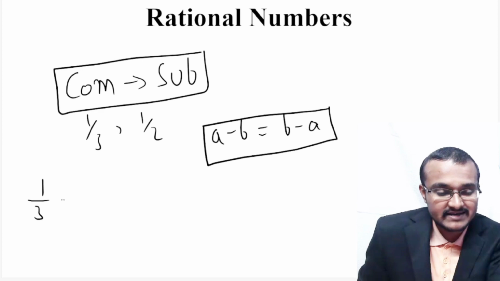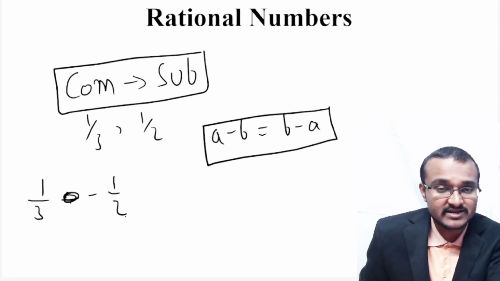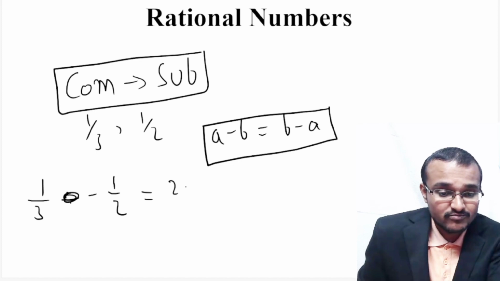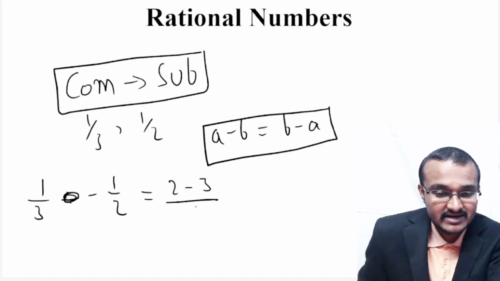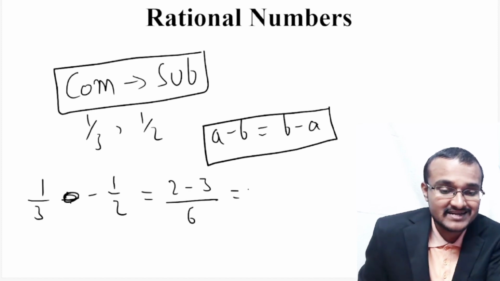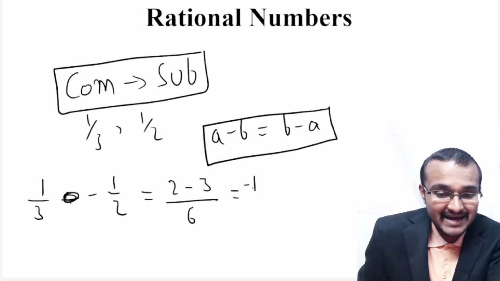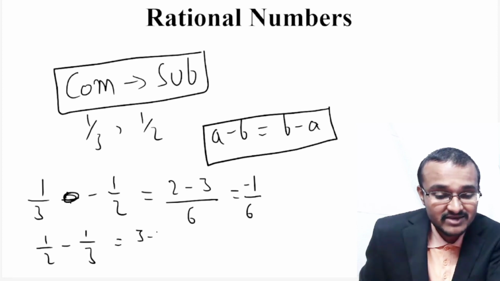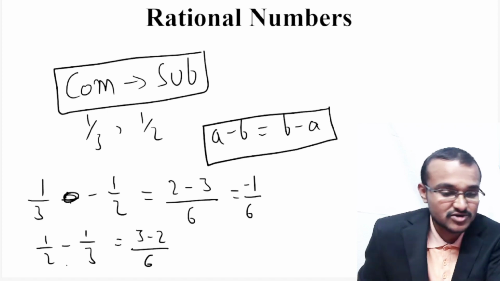So now if I take 1 by 3 minus 1 by 2, then you should take LCM of 3 and 2, that will be 6. So it will be 2 minus 3 divided by 6. So 2 minus 3 by 6 will be minus 1 by 6, because 2 minus 3 is minus 1. Similarly, when you do 1 by 2 minus 1 by 3, then it will be 3 minus 2 divided by 6, because you should take LCM of 2 and 3 and solve accordingly.